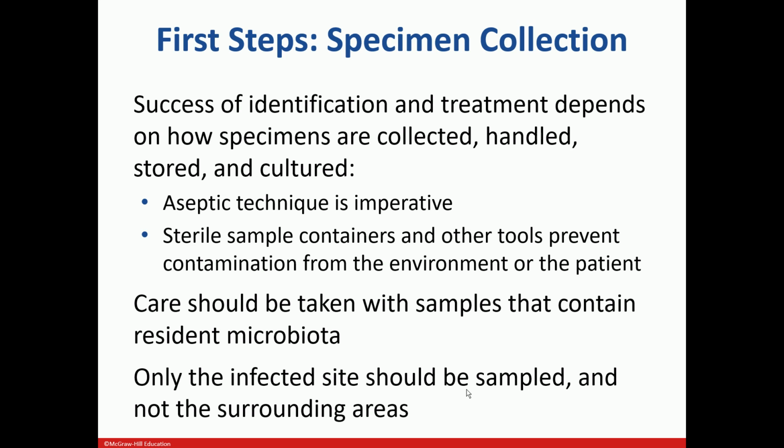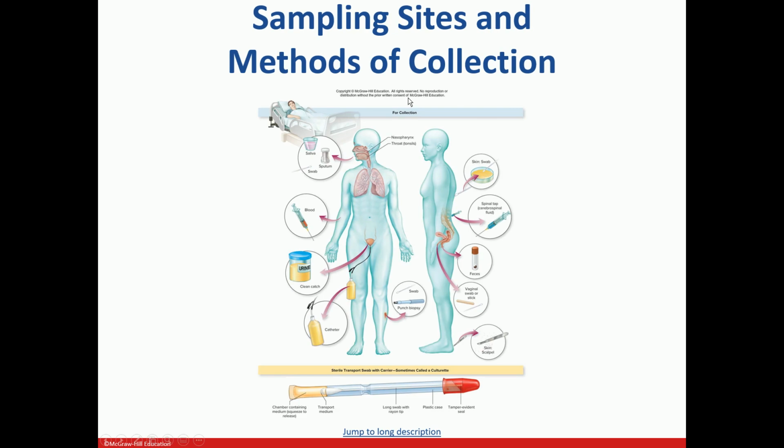So only the infected site should be sampled and not the surrounding area. We have to be very careful that we are taking the sample from the infected site and not from the surrounding areas, because as we know, microorganisms are ubiquitous, they're present everywhere. They're on our skin, they're part of our body, they're doing good things for us. But if we have to take a sample, we want to take the sample from the infected site.